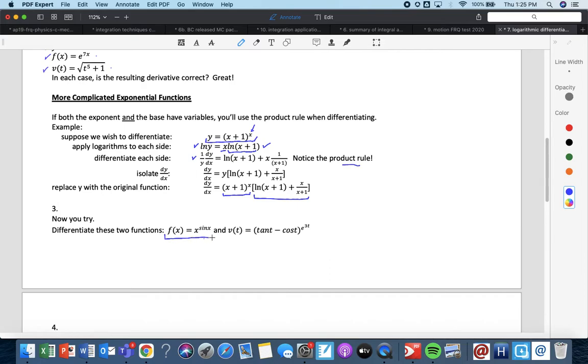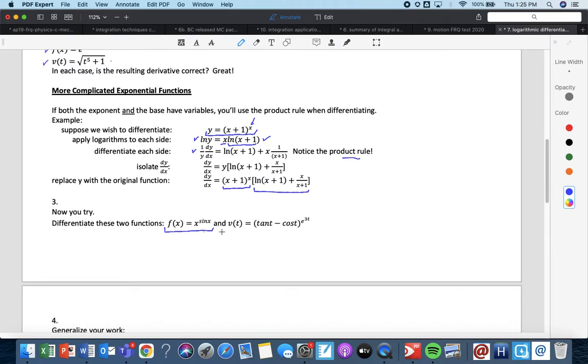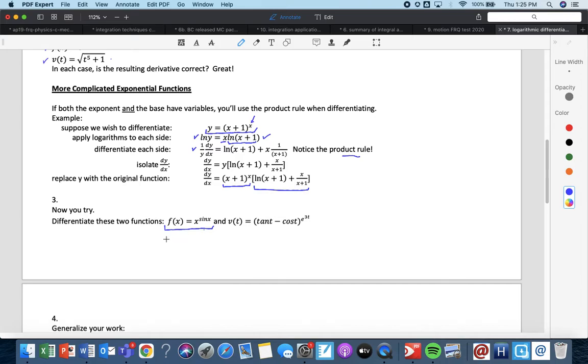You could turn off the video or pause the video and then start playing it again, and you can see my solution. So here I go. I'm going to start with y equals x to the sine of x. I'm going to apply logarithms to both sides. And that allows me to bring that exponent down in front. And now I'm going to take the derivative. And on the left, I get 1 over y dy dx. And on the right, using the product rule, I get u prime v plus u v prime.